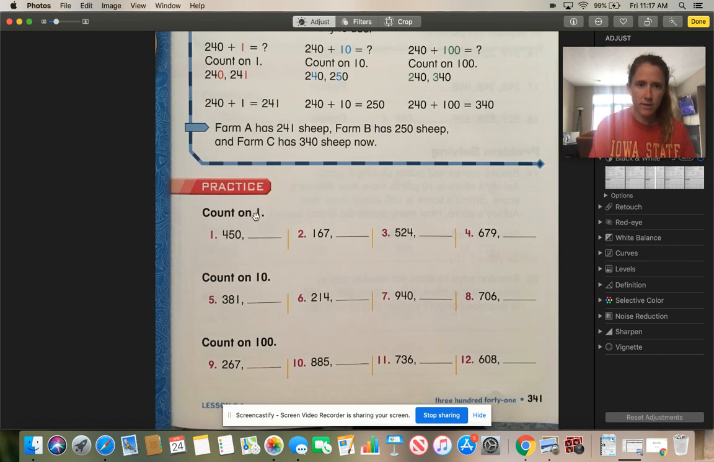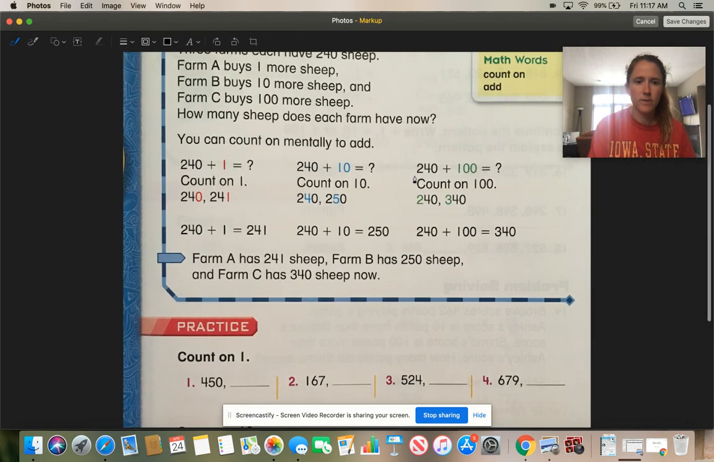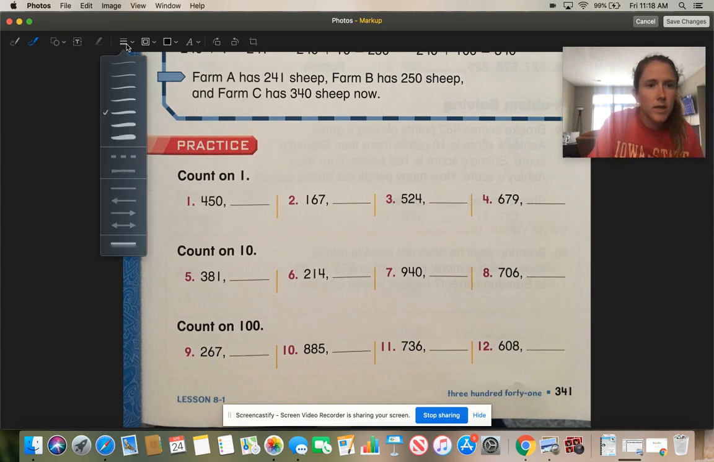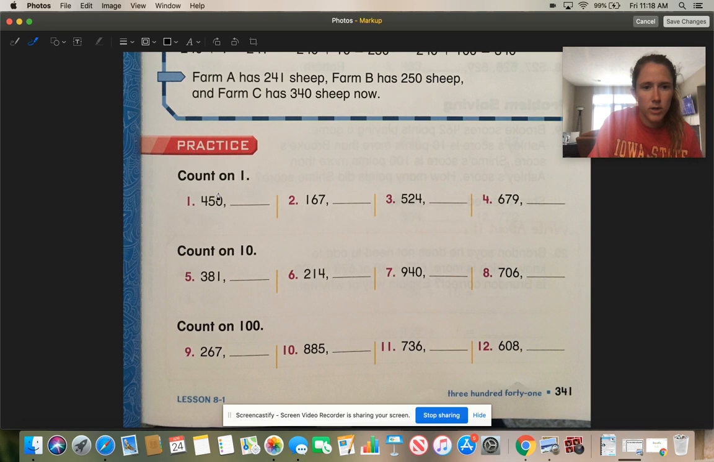So let's go to the bottom and we can do this part together. Let me mark up my page. Okay. So it says count on by 1. So counting on by 1 is adding 1 in the ones place. So we have 450. Let me get my pen so it's really thin. There we go. So 451 would be 1 more than 450.